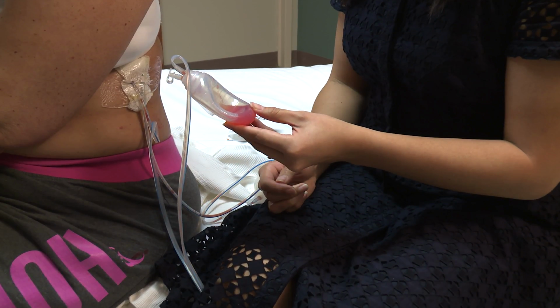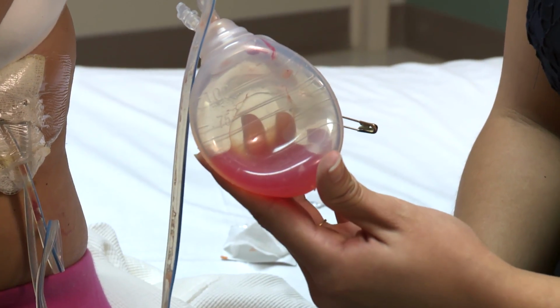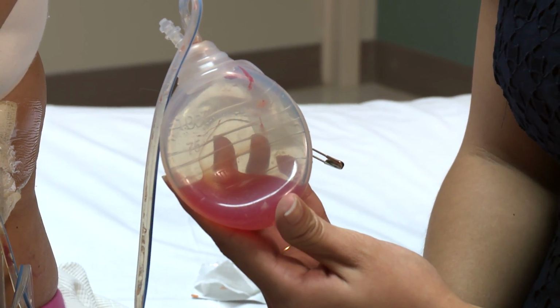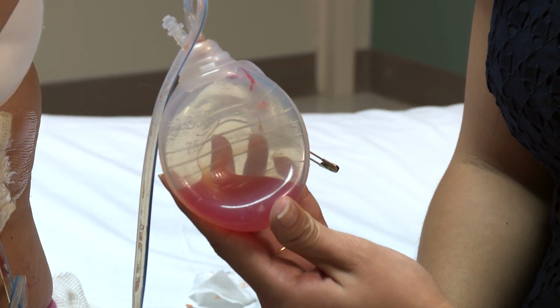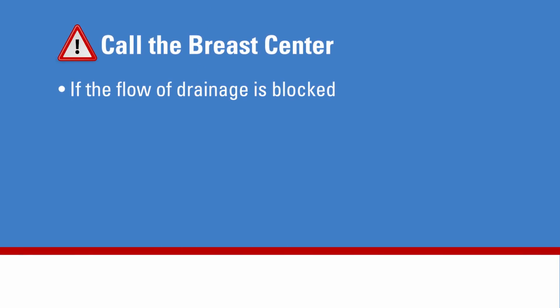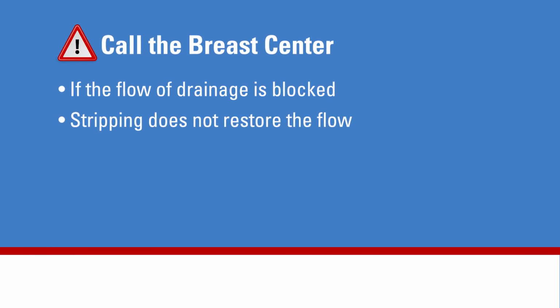Repeat this procedure for each drain you have. It is not necessary to completely clear all the fluid from the drain, but try to move as many clots down the drain into the bulb as you can. If the flow of the drainage is blocked and stripping does not restore the flow, call the breast center.